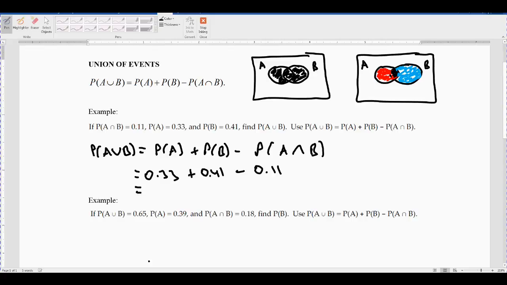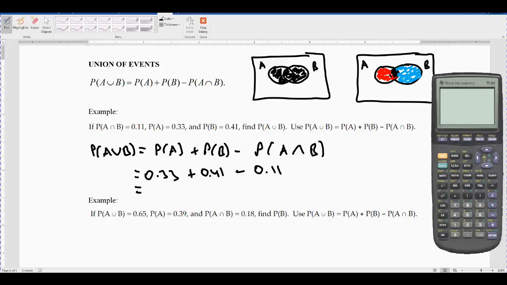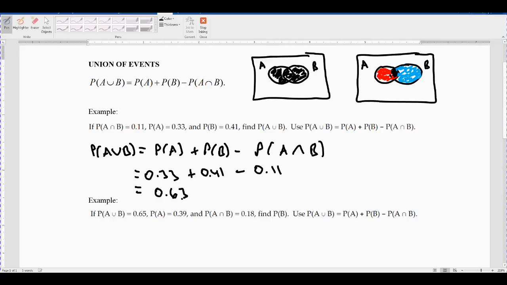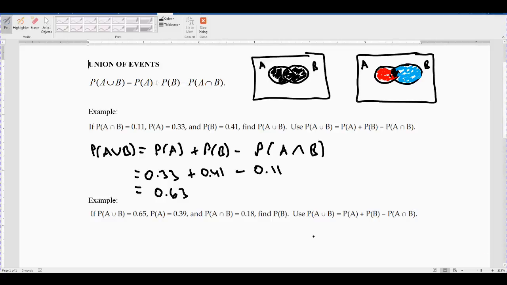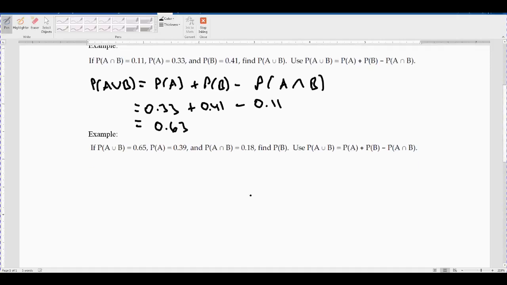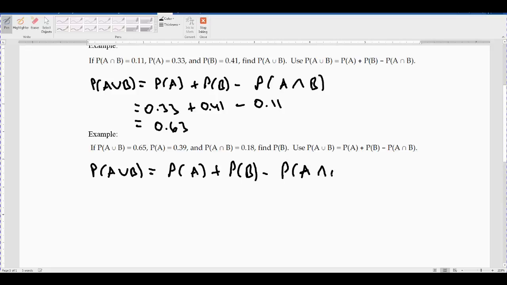So all we're going to do, I'm going to bring out my graphing calculator. Scientific is fine. I'm just going to type in 0.33 plus 0.41. So we're taking the two probabilities for A and for B, adding those together, and we're going to subtract the intersection, 0.11, and we get 0.63. See that? Simple enough. Now to the next example. Just make sure that you're using the correct formula and you're substituting the numbers in correctly, not where you think they should go, but based on where the formula says they should go.